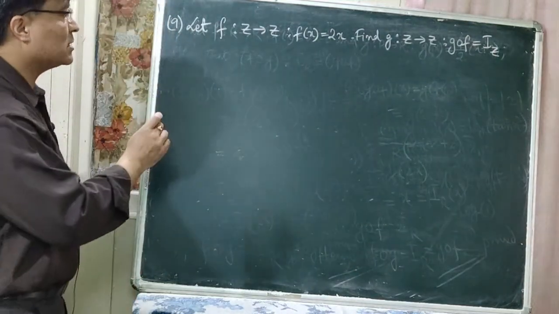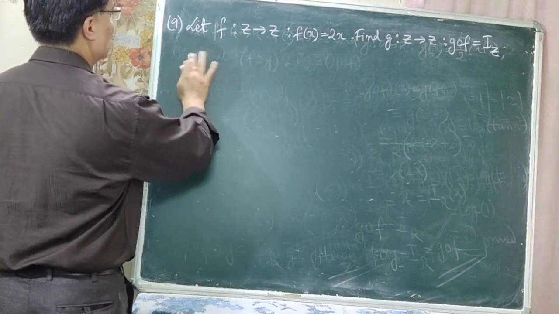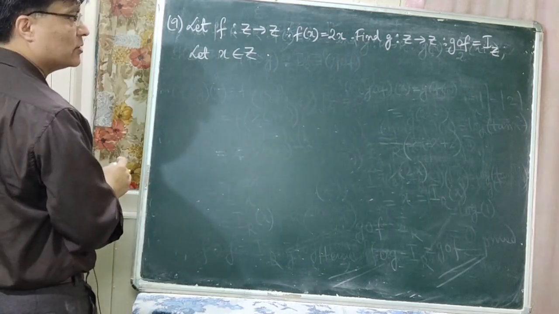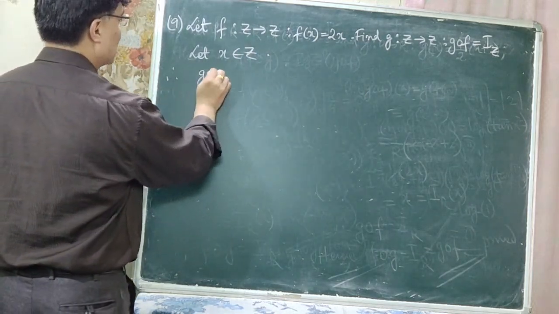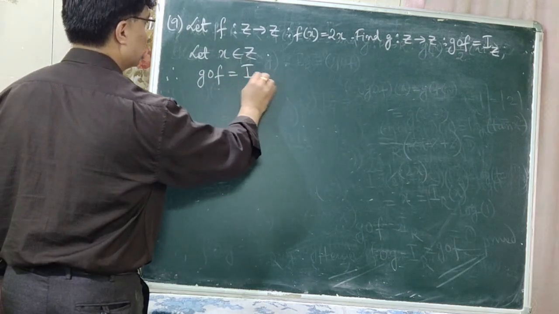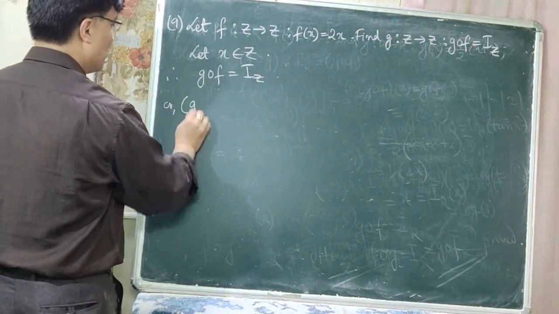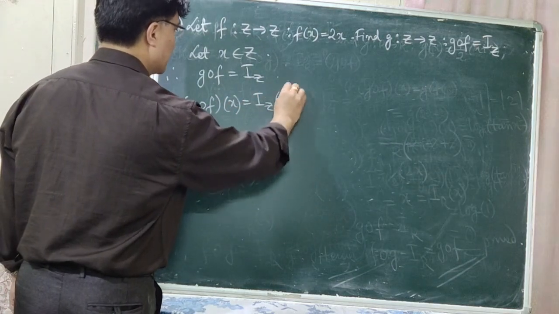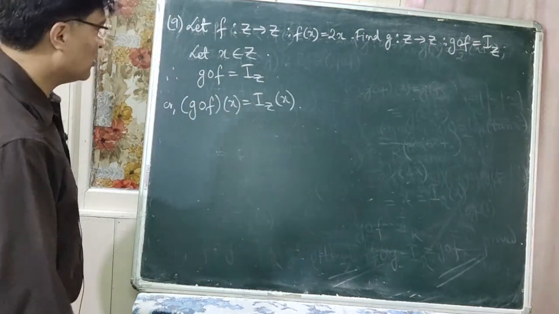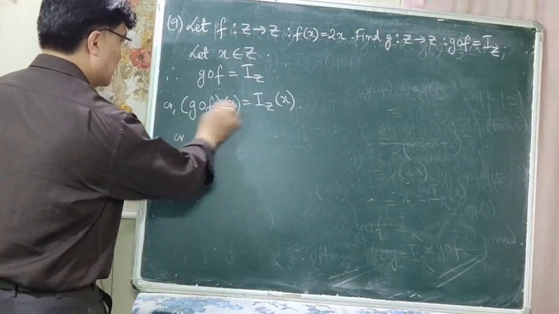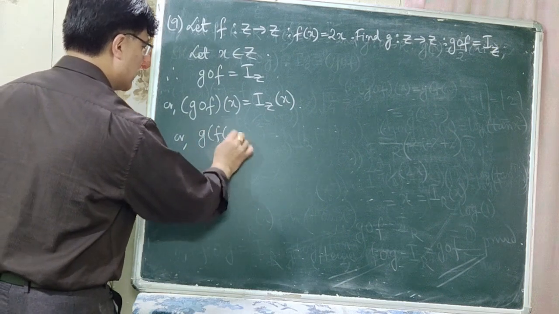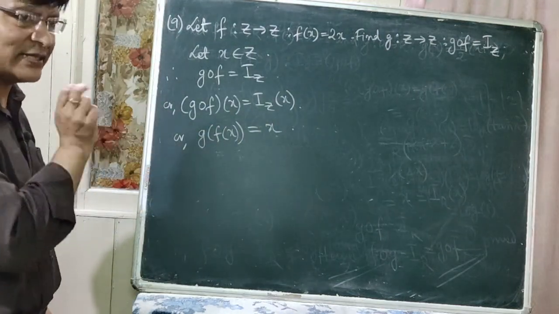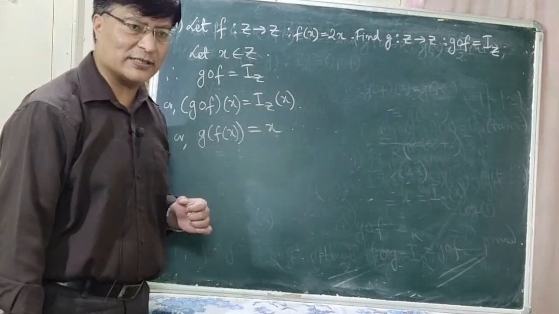Okay, so now it is given, so let us assume that x belongs to the set of integers. Now it is given that gof is equal to IZ. Now let us write here gof of x. Gof of x is equal to IZ of x. Now it is defined as g of f of x is equal to x. IZ of x means x. This is your identity function, isn't it?